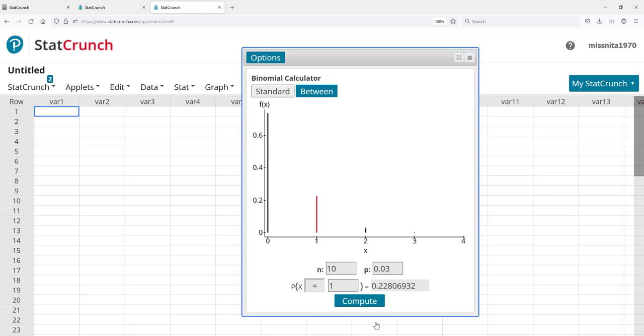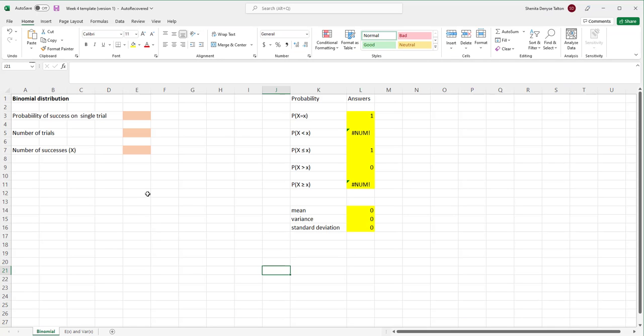Now, I also have an Excel template. And all you have to do is punch in the numbers, and you'll have some answers populate over here in the yellow. So let's go ahead and put in our values. The first thing you have to put in is the probability of success. In this case, it was 0.03, the probability that it is defective. The number of trials is 10, and the number of successes, in this case, we want exactly 1, so I'm going to put 1.